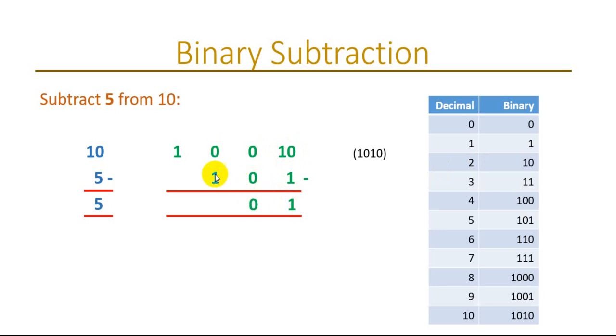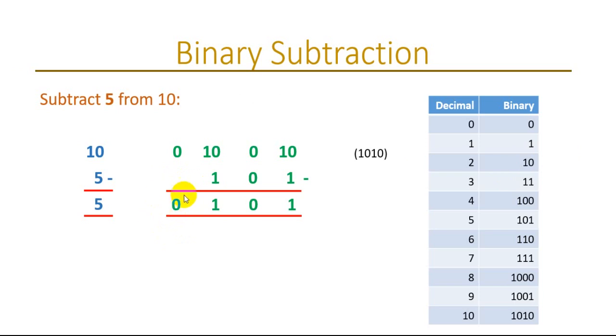But this one, 0 minus 1, we cannot subtract. So again, we have to borrow 1 from the left side. This is exactly the same as in decimal. The only difference is that in decimal you do it in decimal, here you do it in binary. So now we need to borrow 1 from this. If you borrow that, this will become 0, and this will become 2. 1, 0 is 2, remember? So now 2 minus 1 is 1. 0 minus nothing is 0.